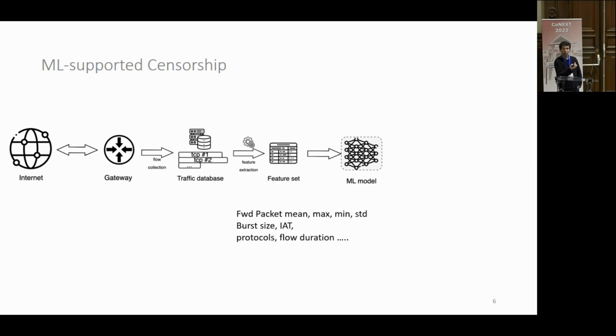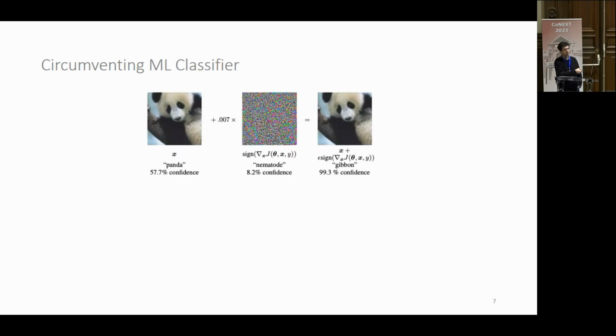Of course, machine learning is now accessible. You can buy a GPU and train some very sophisticated models, and then use that classifier to take a decision: do I let this flow go or not? So the question we tried to answer with this work was, how can we bypass that sort of censorship pipeline? We took some inspiration from what people have done in the imaging community.